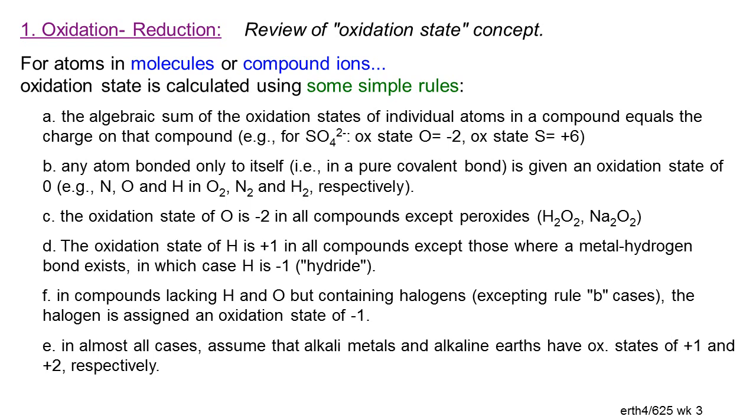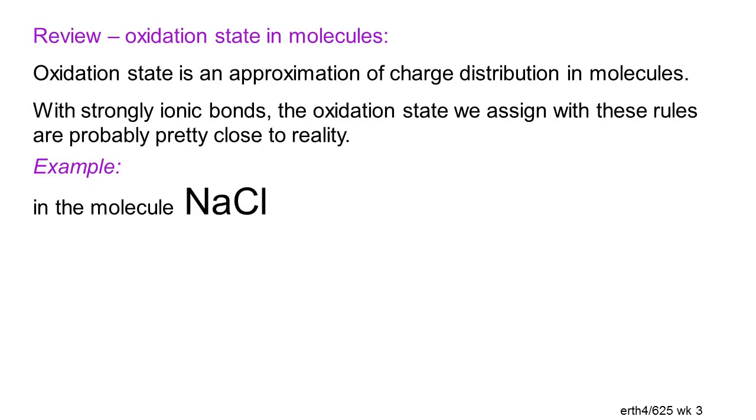In almost all cases, you can assume that alkali metals, which is the first column of the periodic chart on the left-hand side, and alkaline earths, which is the second column on the left-hand side, have oxidation states of +1 and +2 respectively. This is only superseded by some of the above rules, which are pretty rare cases, so we're not going to worry about them. Okay, so let's see how this works in molecules.